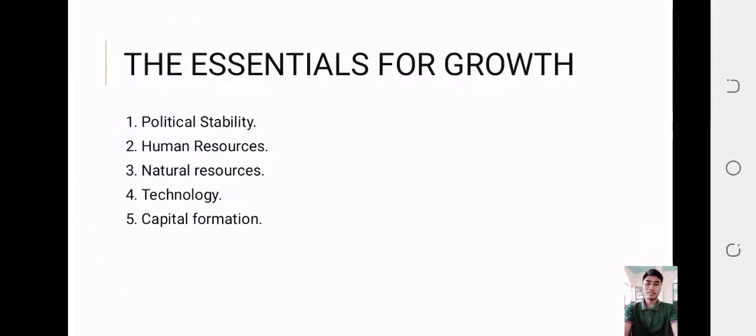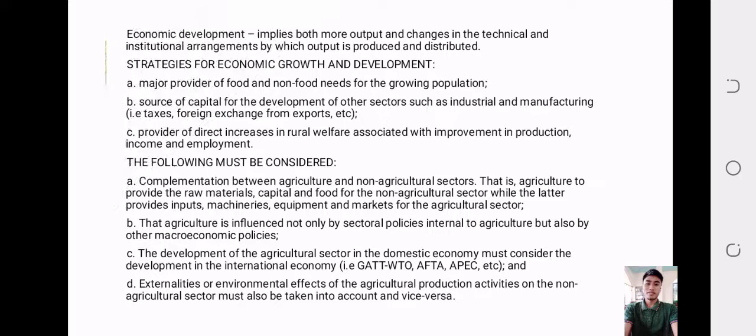So the essentials for growth potential are ability, human resources, natural resources, technology, and capital formation. Economic development implies both more output and changes in the technical and institutional arrangements by which output is produced and distributed. So these are the strategies for economic growth and development.